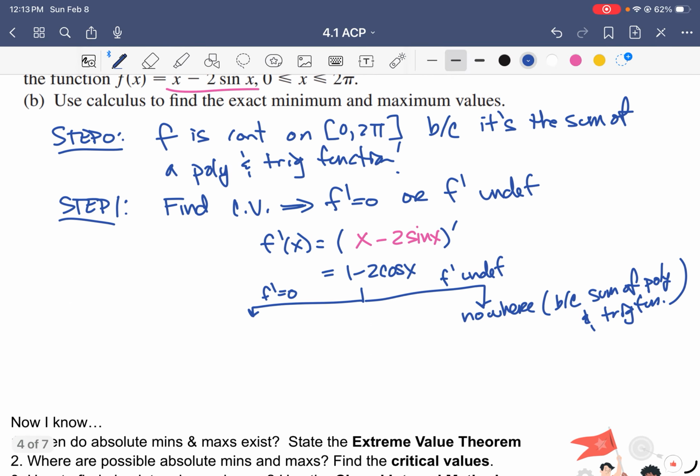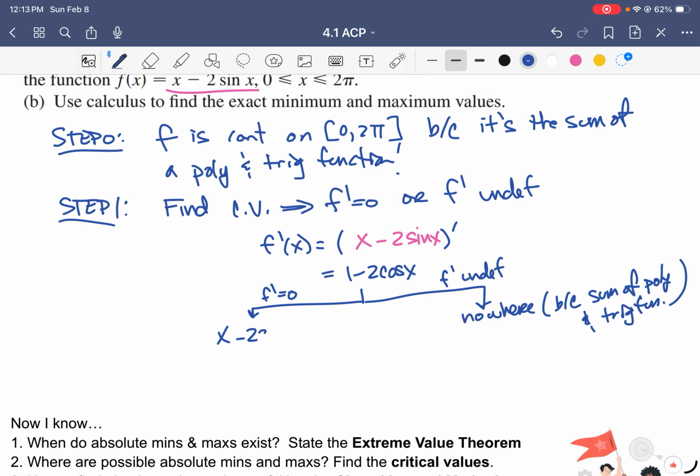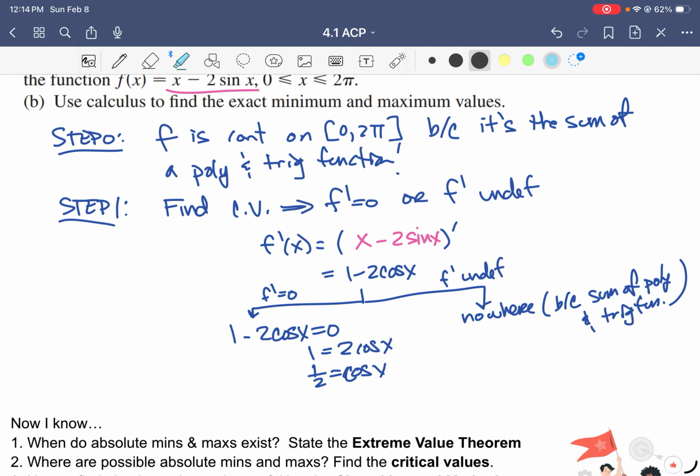And then finding out where it's equal to 0, I take this 1 minus 2 cosine of x and set it equal to 0. So we get 2 cosine x is equal to 1. In other words, 1/2 is equal to the cosine of x. So if I'm only looking at one rotation, then I'm really looking at trig hand.